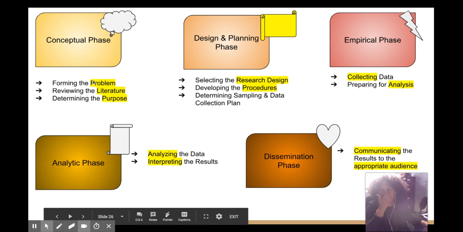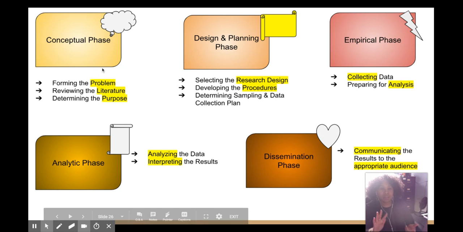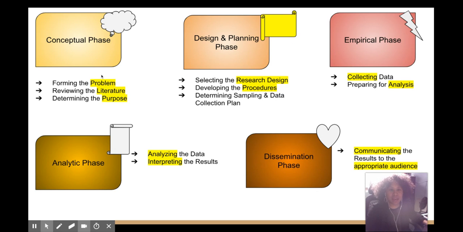So in the conceptual phase, again, I just want you to think about the problem, the literature, the purpose. In the design and planning phase, think about the research design, the procedures. In the empirical phase, think about data collection and analysis, or preparing for the analysis. And then in the analytic phase, you're thinking about actually analyzing the results and interpreting it in a meaningful way. This is also where you will visualize the data in any way. And in single subject research designs, data visualization is critical. It's really, really important, more so than in the other types of research investigations like experimental group designs, for example.